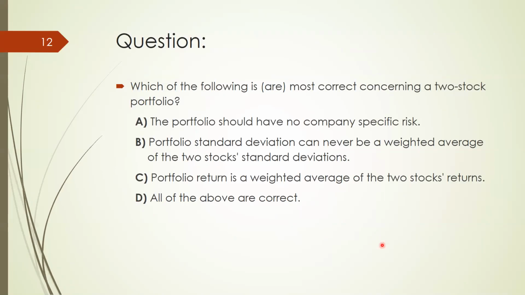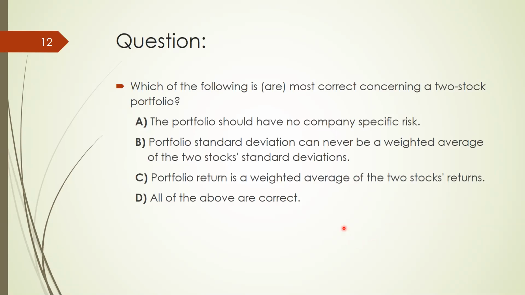So let's look at this question. Which of the following is most correct concerning the two-stock portfolio? A, the portfolio should have no company-specific risk. This statement is not correct because having two stocks in the portfolio is not enough to diversify all company-specific risk.